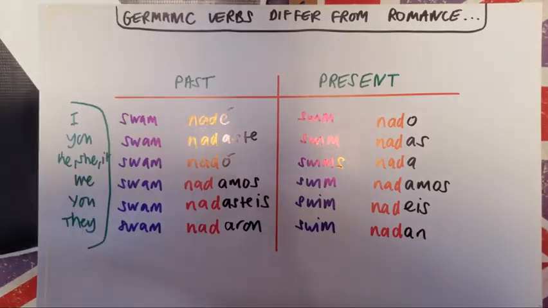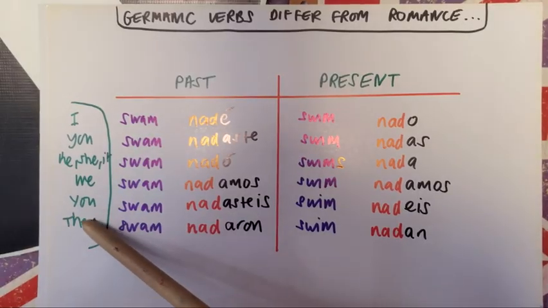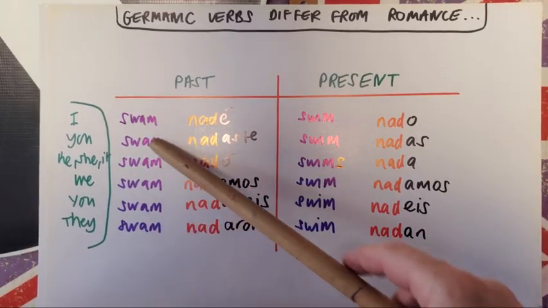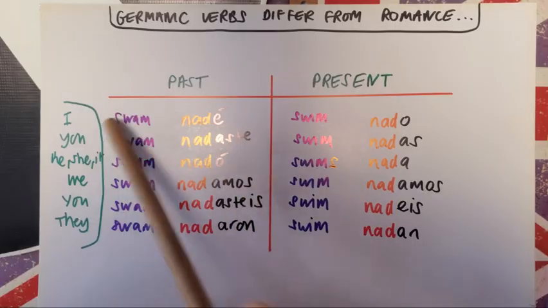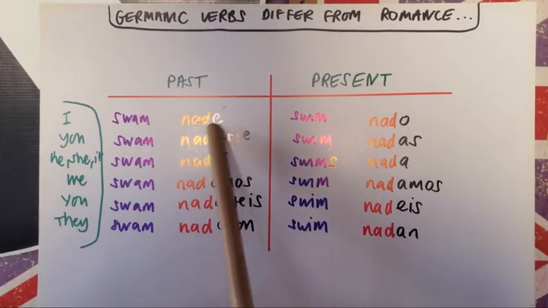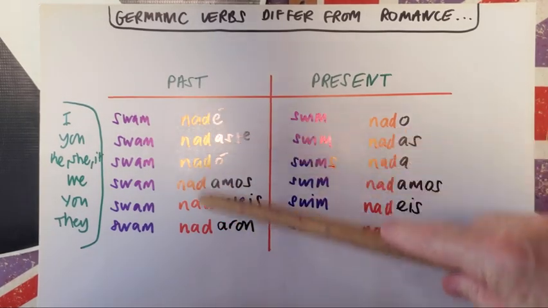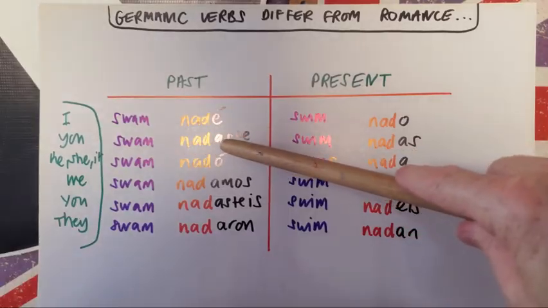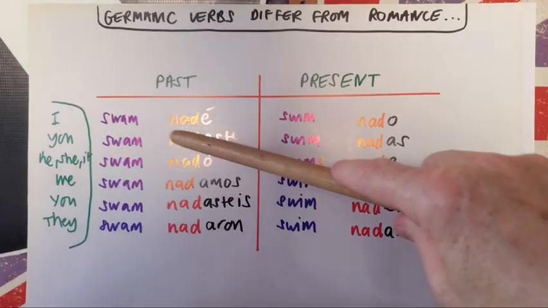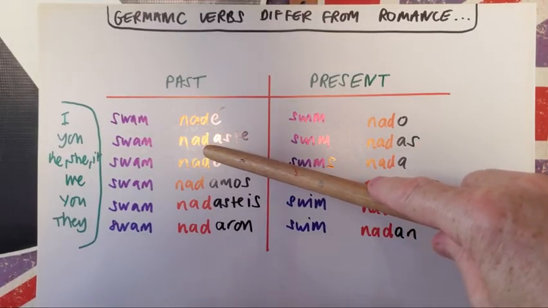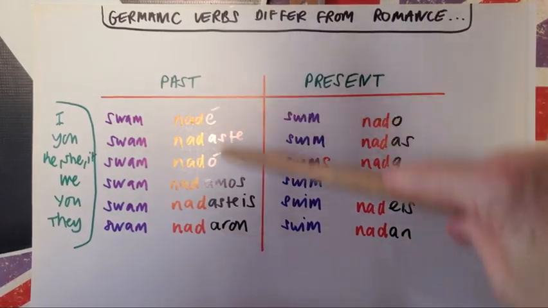In English, you have to use the subject pronouns because, as I've explained, you can't say swam, swam, swam. You've got to identify who is doing the swimming. In Spanish, they don't identify who's doing the swimming using a subject pronoun. They identify it by the ending. This is called the suffix. The stem, nad, like in swam, and the suffix, the bit after, tells you who's doing the swimming.